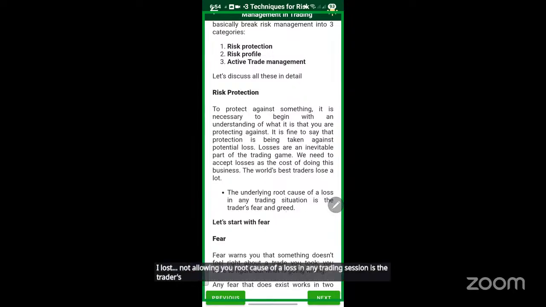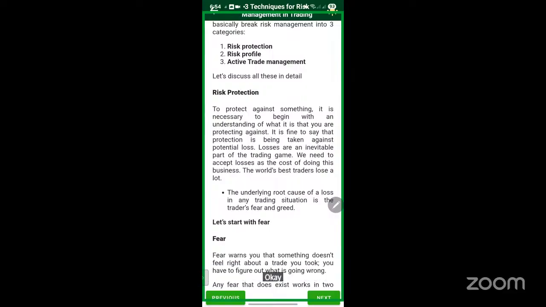The underlying root cause of a loss in any trading session is the trader's fear and greed. So when you talk about risk protection, we need to know what you are protecting against. Most of the time, we say we are protecting our capital. Another time we say that we are protecting against losses. We don't want to make losses.